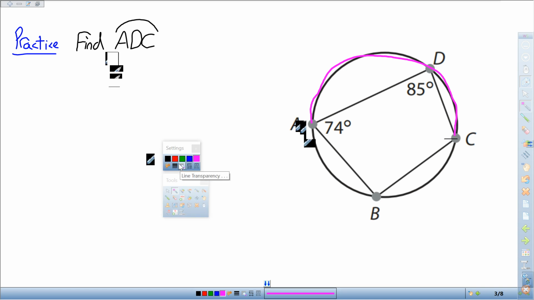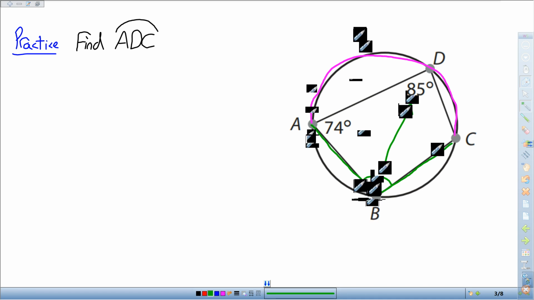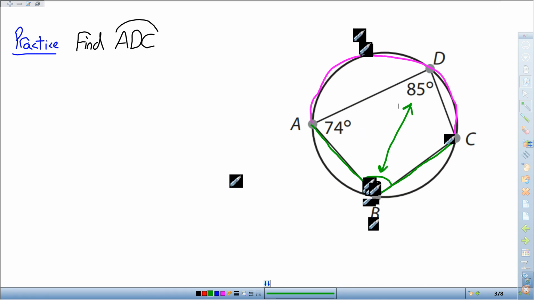All right, here's what I noticed. A lot like the last problem, this inscribed angle is intercepting the arc that we're looking for. So the angle is half the arc. If I can find this angle, I can double it and get the arc. How do I find the angle? Well, inscribed quadrilateral, these are supplementary, right?